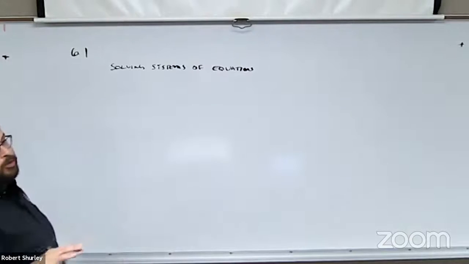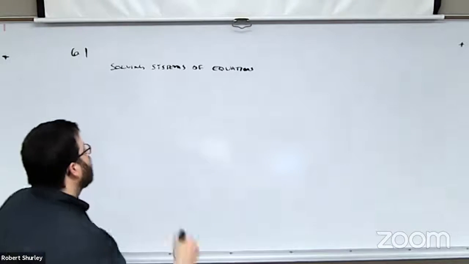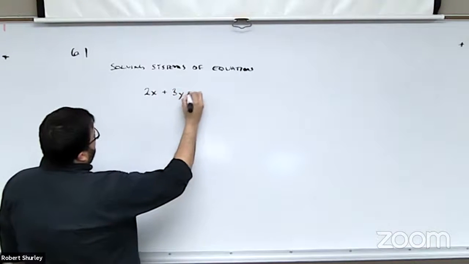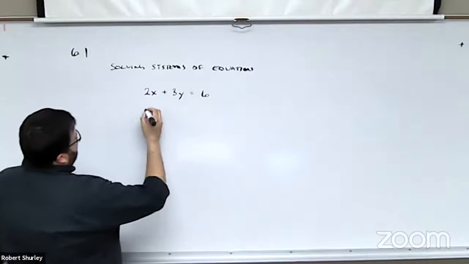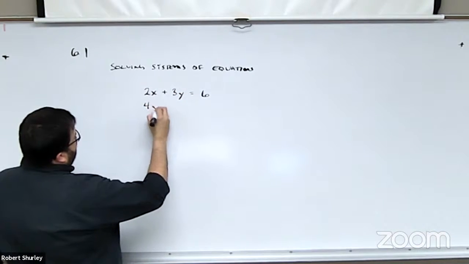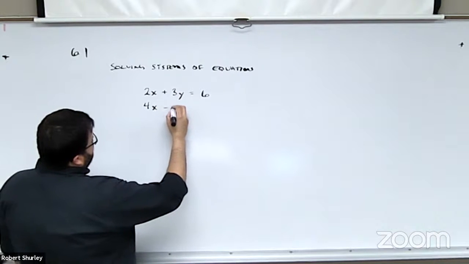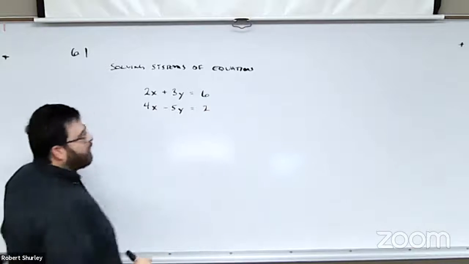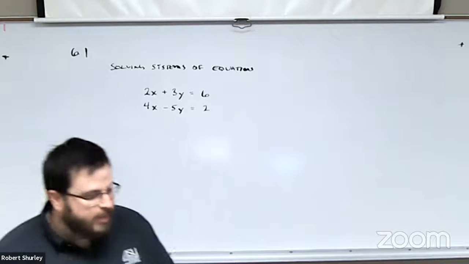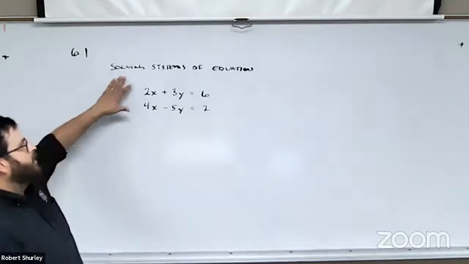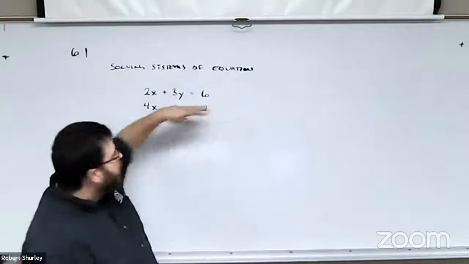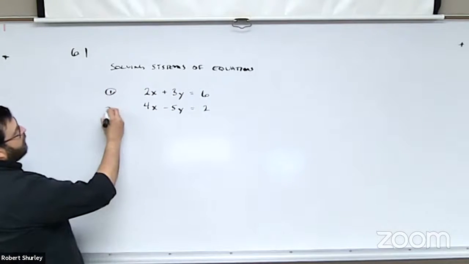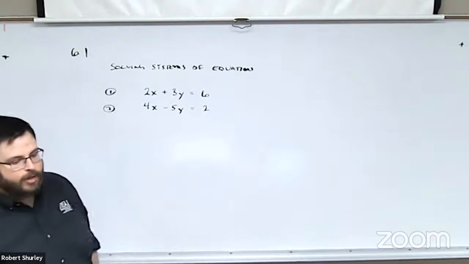Now, we might get really weird answers for this, and that's okay. Let's say we've got 2x plus 3y equals 6. And let's say 4x minus 5y equals 2. We're probably going to get weird answers, but this is considered a system of equations because there's more than one equation, right? We've got the top equation and we've got the second equation, the bottom equation, okay?